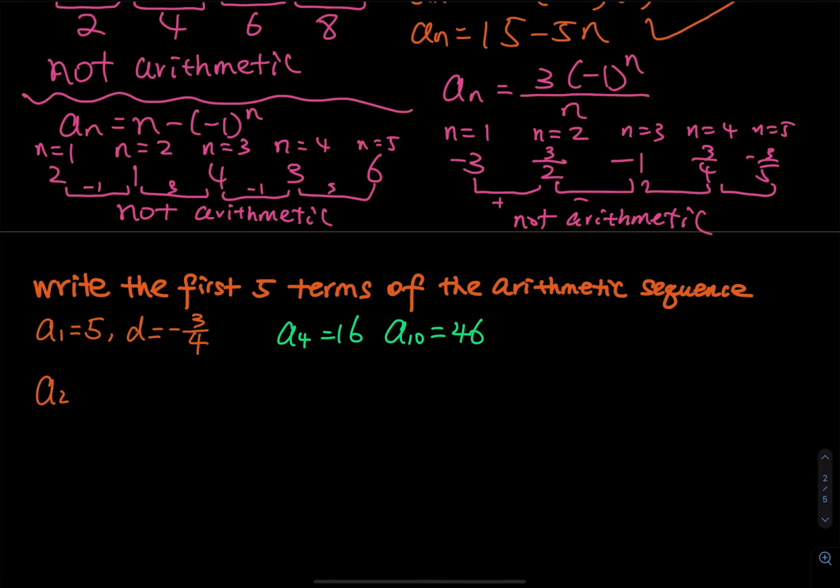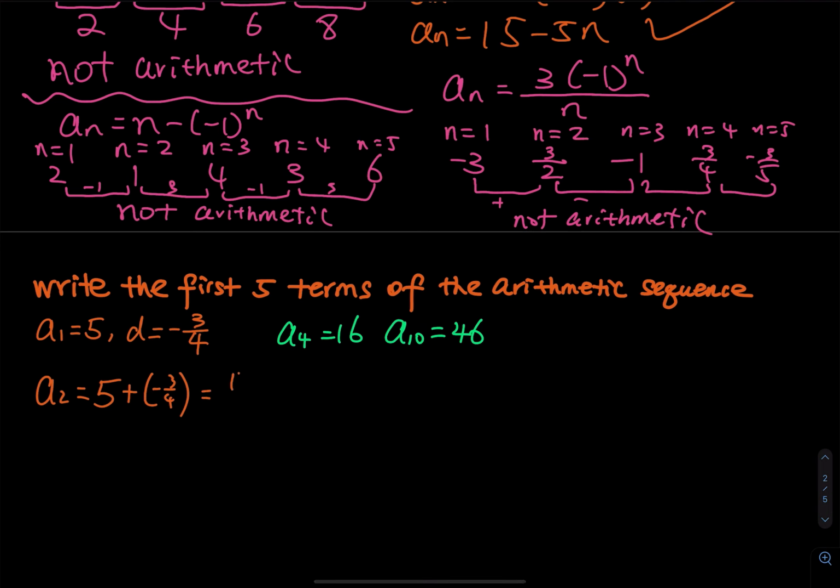You already have everything you need. So the second term is 5, because in the arithmetic sequence, every consecutive term has the same common difference, right? So all you have to do is add the -3/4. You always add the common difference. If the common difference is negative, the minus will take care of the plus for you. So you always add the common difference.